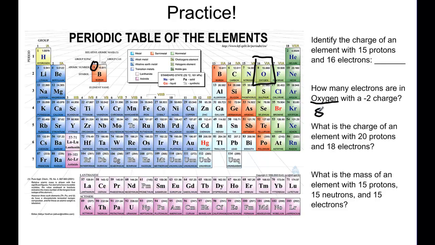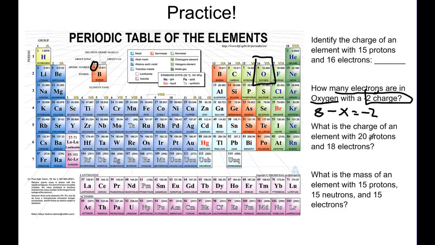We have 8 protons. We're asked how many electrons, so we know that that's probably going to be our x. So 8 minus x will equal a -2 charge. So 8 minus x equals -2. I think you can solve that, so go ahead and do so. See if you know what x is. Right? And continue along with these.